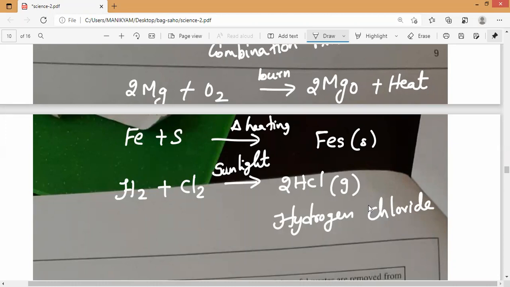Till now we have studied the formation of hydrogen chloride. What is the state of this one? Hydrogen is in gaseous state. Chlorine is also in gaseous state. Now here iron is in solid state. Sulfur is also in solid state. Next one, magnesium is in solid state. Oxygen is in gaseous state. So we again get a solid state only. So these are examples of combination reactions which take place differently.